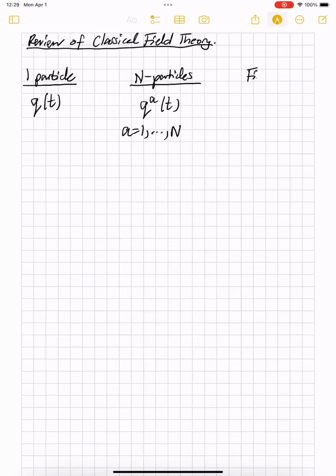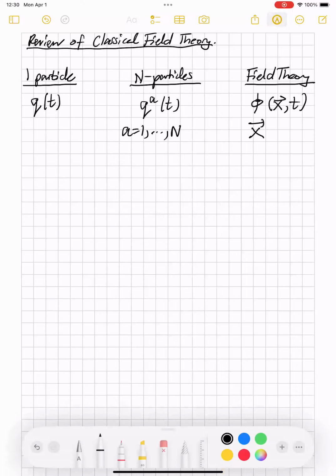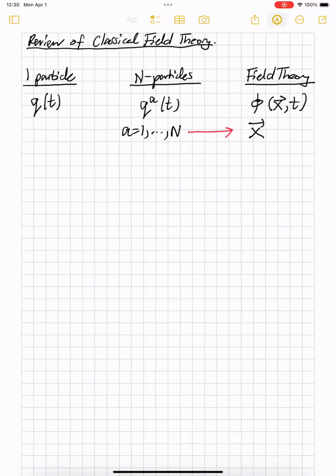And when I come to thinking about field theory, well, now I think about a field, phi, which is a function of space and time. That's what I mean when I talk about a field. And I want you to think of x as the natural generalization of a. So a was a discrete index, and we have now generalized that to be continuous. You can always generalize discrete indices to be continuous, and that's the generalization in going from n particles in classical mechanics to field theory. We've generalized a to give you x.